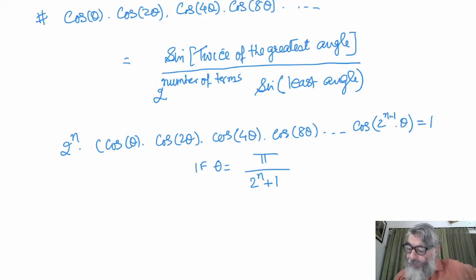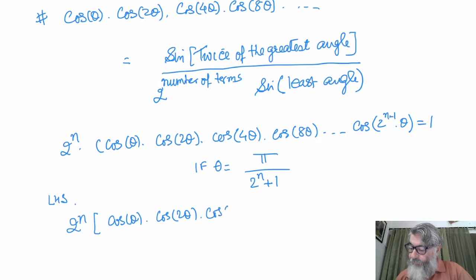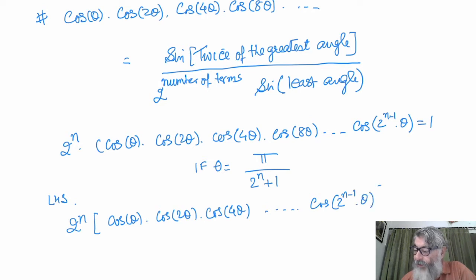Now 2 to the power n is extra, we'll write the left hand side first. 2 to the power n cos theta, cos 2 theta, cos 4 theta, and so on. It is cos 2 to the power 0 theta, where 2 to the power 0 is 1, then 2 to the power 1, 2 to the power 2, 2 to the power 3, and it ends with cos 2 to the power n minus 1 theta. So it has n terms.